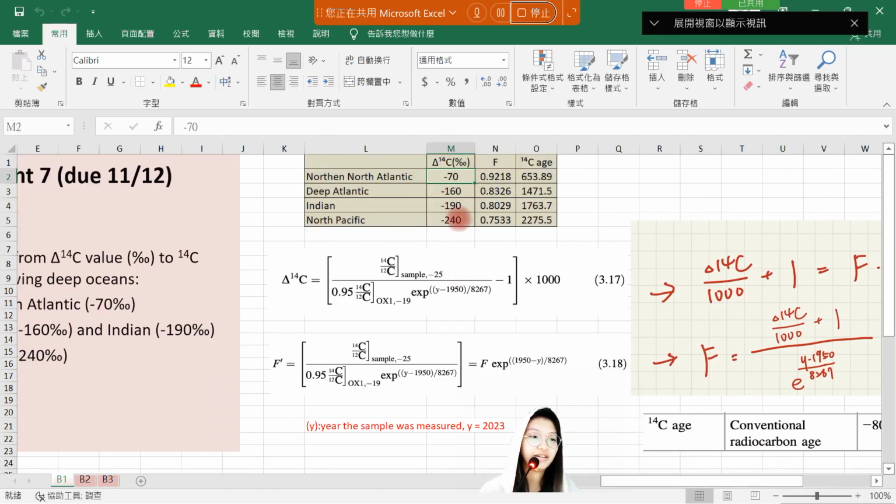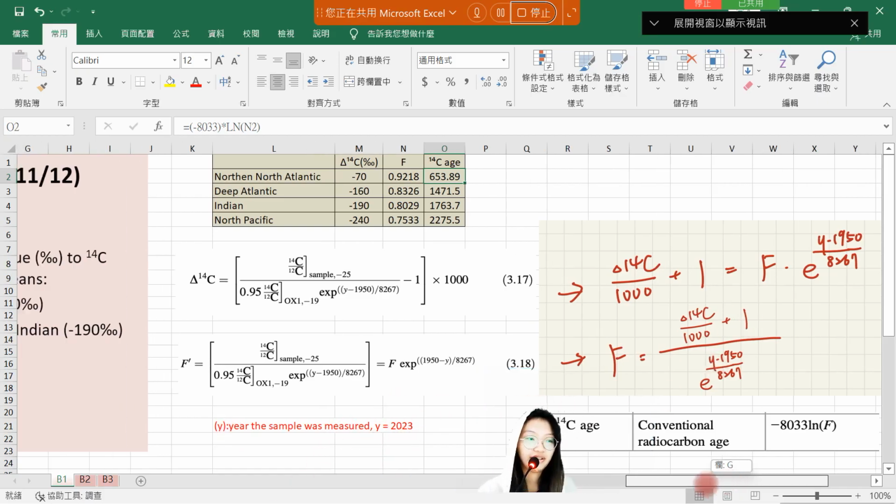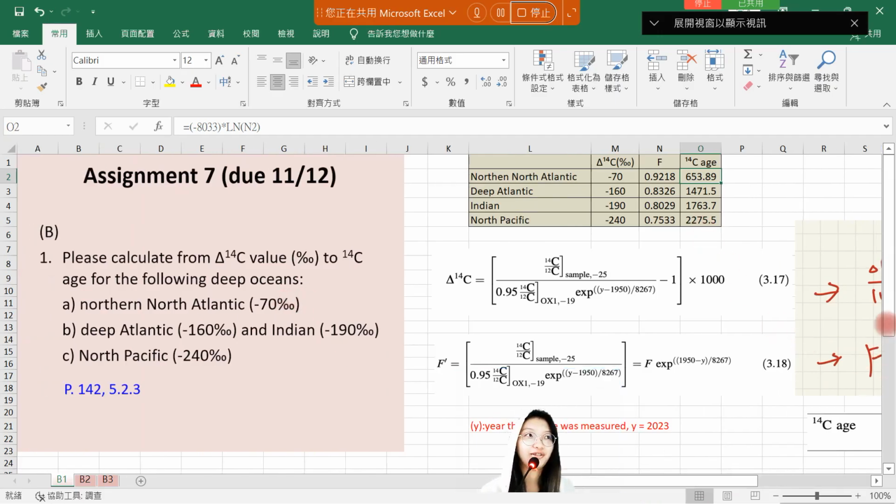I made a sheet, and the question we have to answer is for four locations. And the F is like this. You can just use this and put it in the formula and get a number. We know the F, and 14 carbon H is minus 8033 ln F here, so you can get the 14 carbon H. The Y in the equation is the year the sample was measured, because the teacher didn't say. Now it's 2023, so I just put 2023 in this Y.